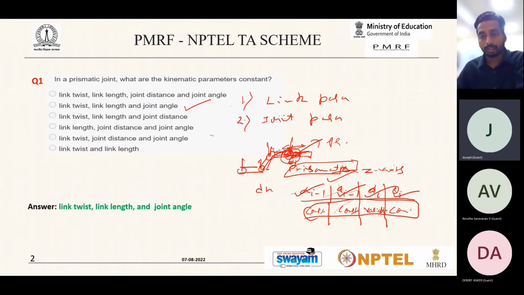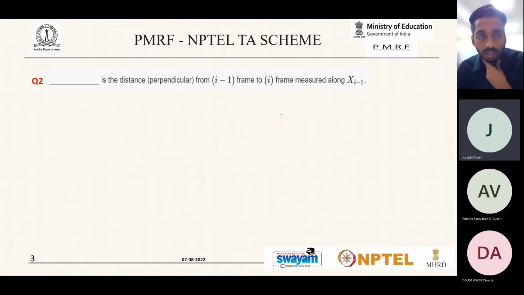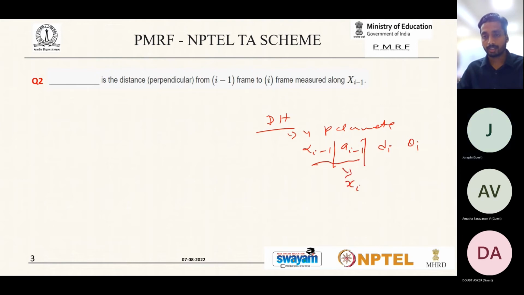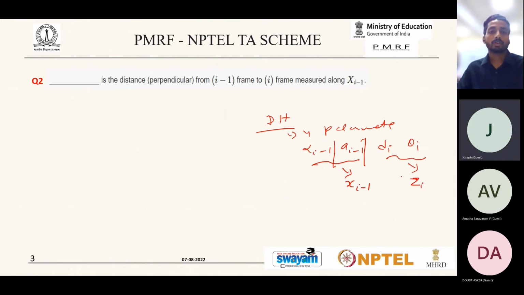Right. So let us move to the next question. The next question is: dash is the distance perpendicular from the i minus 1 frame to the i frame measured along x i minus 1. Again, in the DH parameters we have four parameters: alpha i minus 1, a i minus 1, di, theta i. Alpha i minus 1 and a i minus 1 we measure with respect to x i minus 1, and these two with respect to zi.